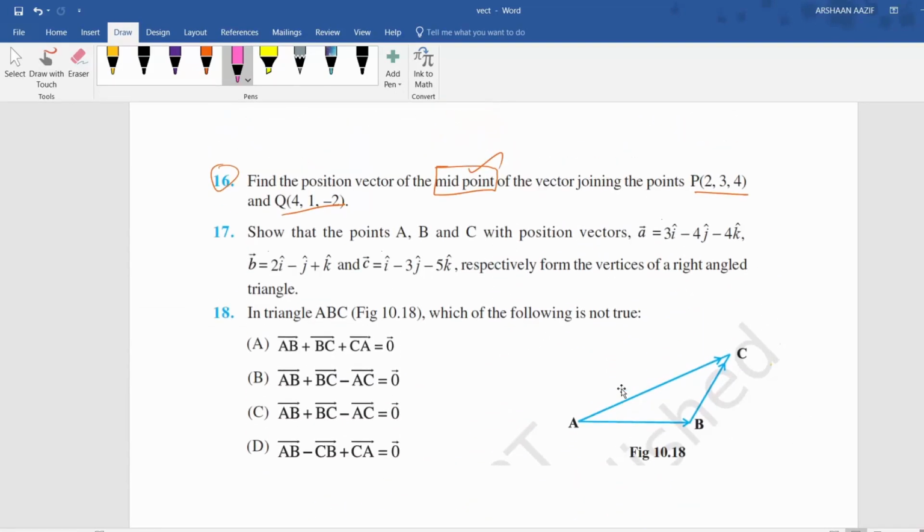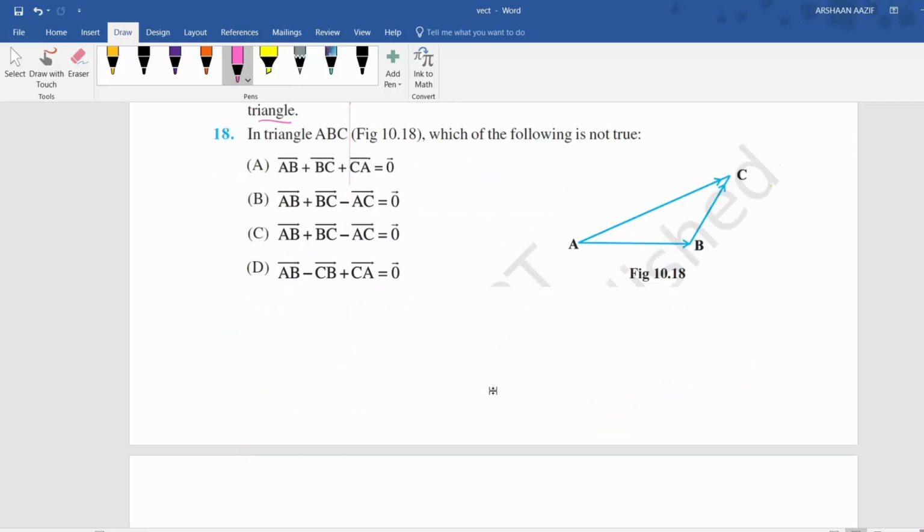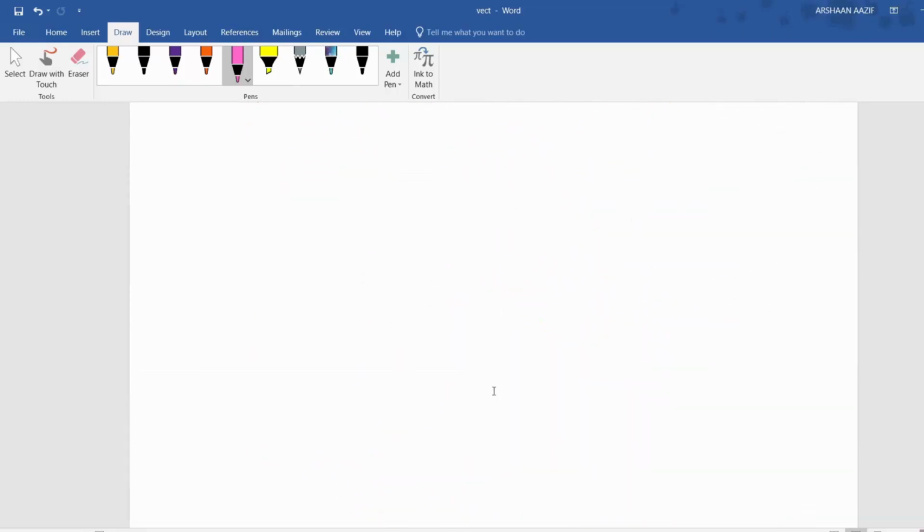So the next sum: show that points A, B, C of position vectors A vector, B vector and C vector, as given respectively, form the vertices of a right angle triangle. So we all know what a right angle triangle is. We'll have one of the angles as 90 degrees. The same sum can be solved differently, but the introduction for that concept is not there yet. Once we introduce that concept, you could also prove it with that method.